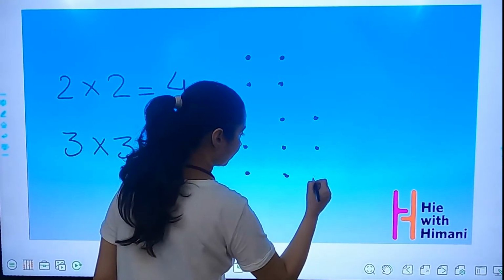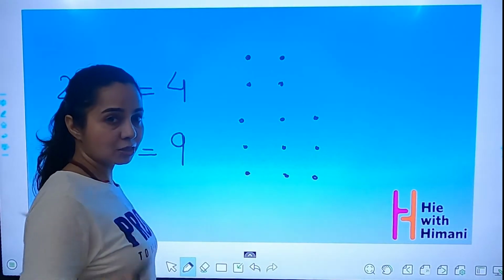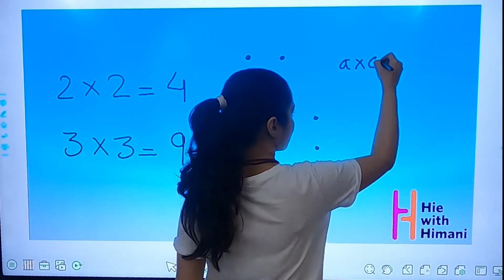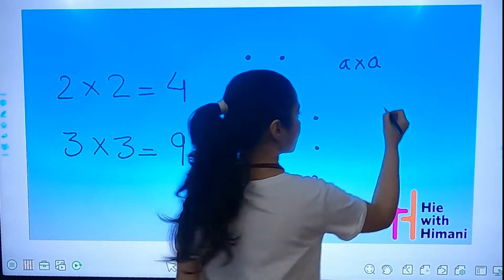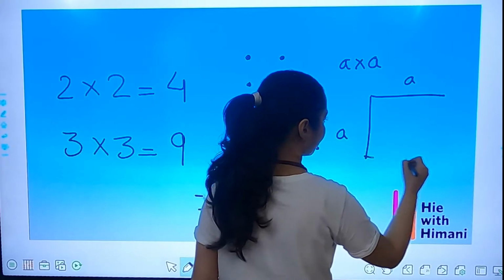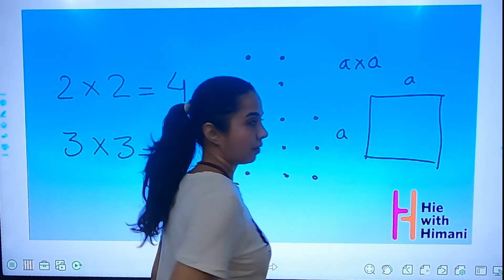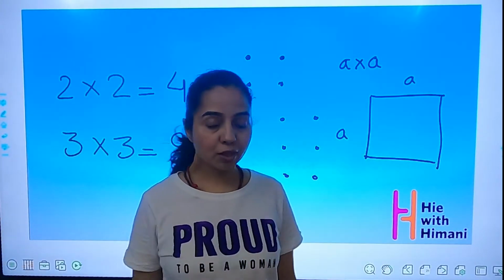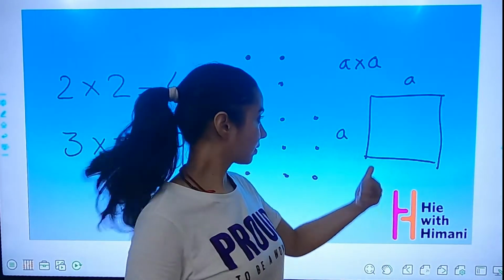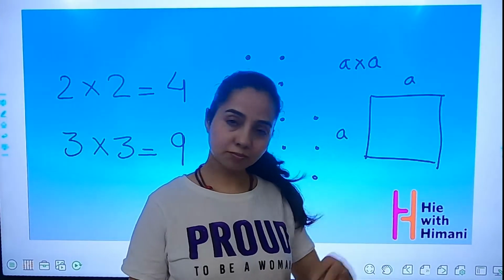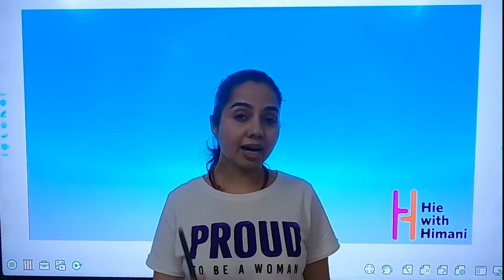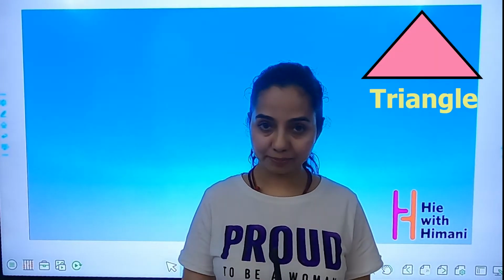So simple, we know what is a square. Square is nothing but A into A. So A number of dots here and A number of dots here will make a square. So all square numbers could be represented as a square. Simple. Nothing much to learn. The last one is the triangle.